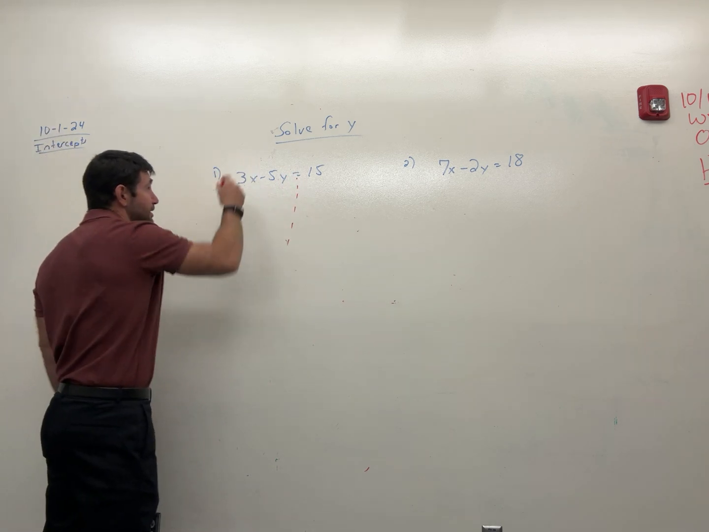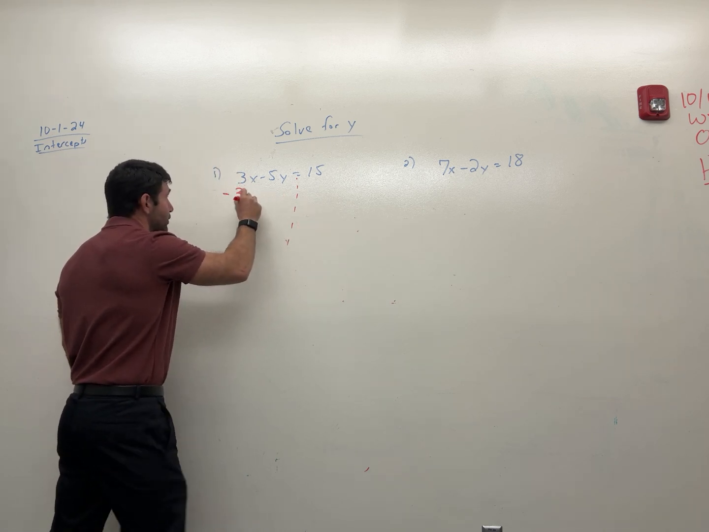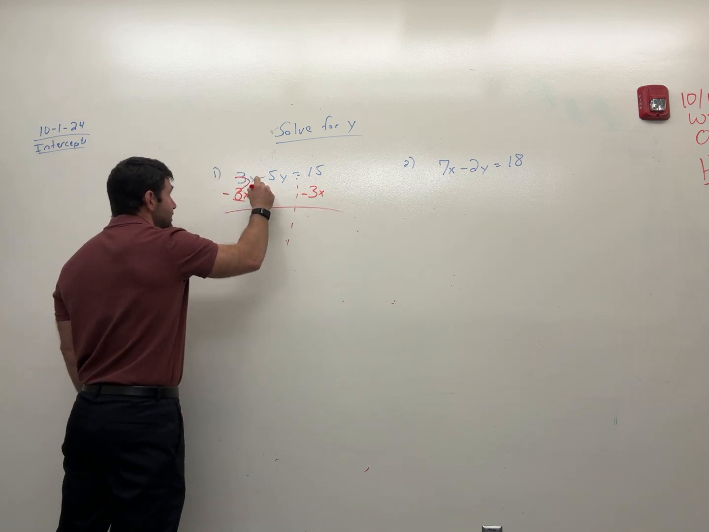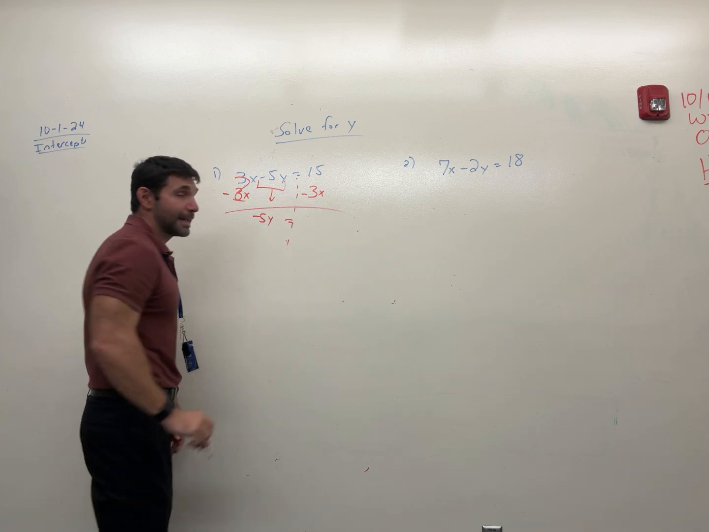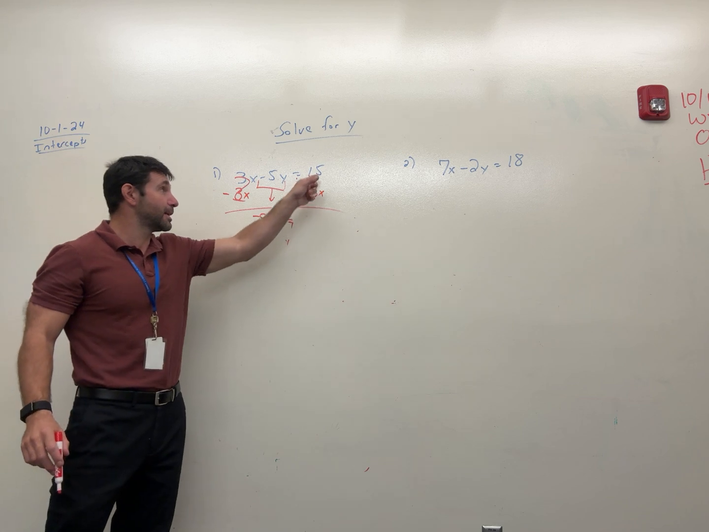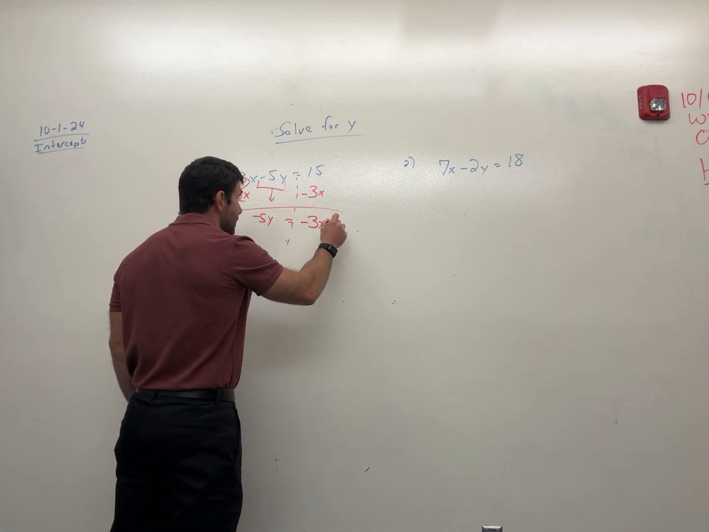So I have a positive 3x. In order to move a positive 3x to the other side, I subtract 3x from both sides. 3x minus 3x is 0. So 0 minus 5y is just minus 5y. Now, when we do this, our x always stays close to the equal sign. I can't combine my negative 3x and a 15, so I write negative 3x plus 15.